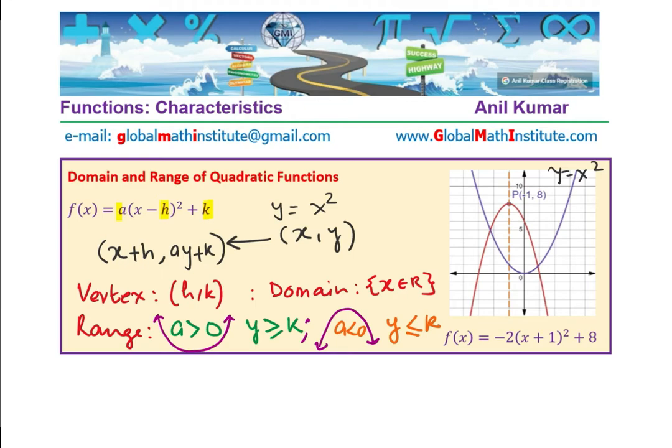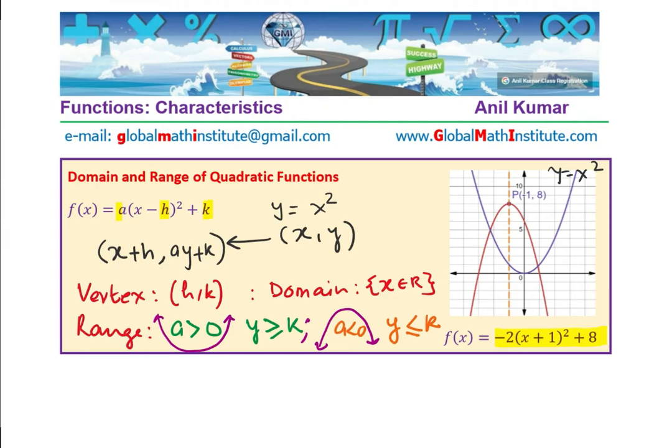Perfect. Now let's take an example. I'd like you to pause the video and answer this particular question. We have a function f(x) = -2(x + 1)^2 + 8. Can you please tell me the domain and range for this particular function?